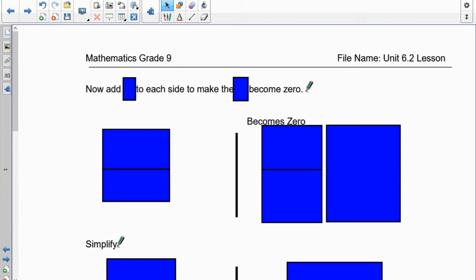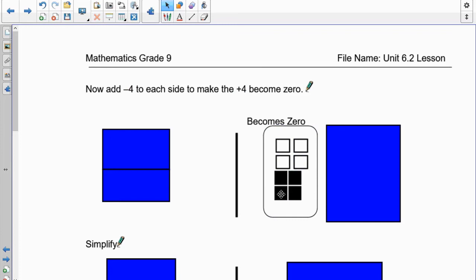Okay, so in order to make this work, I've got to add negative 4 to each side to make the positive 4 here go away. So there's my negative 4 and a positive 4. I had positive 4. I've got to get rid of it. I put a negative 4 with it.